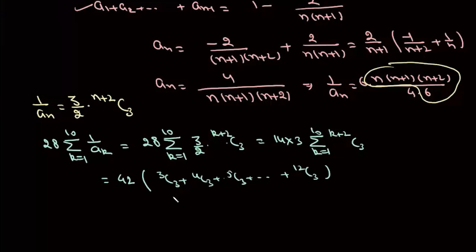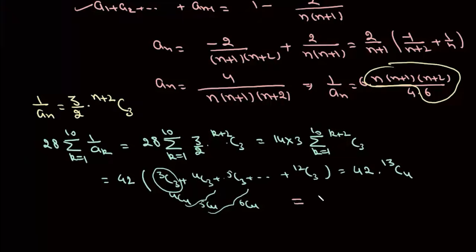Now 3c3 is 1. So what we'll do is we'll write this 3c3 as 4c4, which is also 1. Now here n is same, r differs by 1. So it'll be this 5c4. Then n is same, r differs by 1. So it'll be this 6c4. And we have solved this series in binomial. So it'll be this 42. And then it'll go up to 12 plus 1, 13c4.